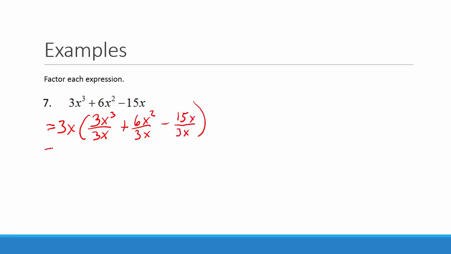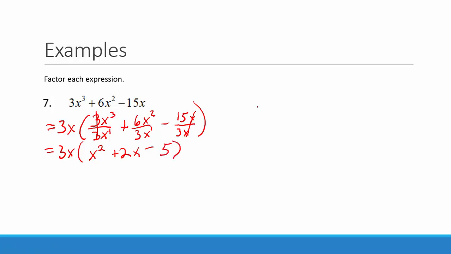Next, we will simplify what's inside the parentheses. 3 over 3 is equal to 1. And we will subtract our exponents, the top exponent minus the bottom exponent. 3 minus 1 is 2, so we get x squared. 6 divided by 3 is 2. And 2 minus 1, so we're subtracting our exponents, top minus the bottom, is x to the first. And our x's here divide out, and we get 15 divided by 3 is equal to 5.